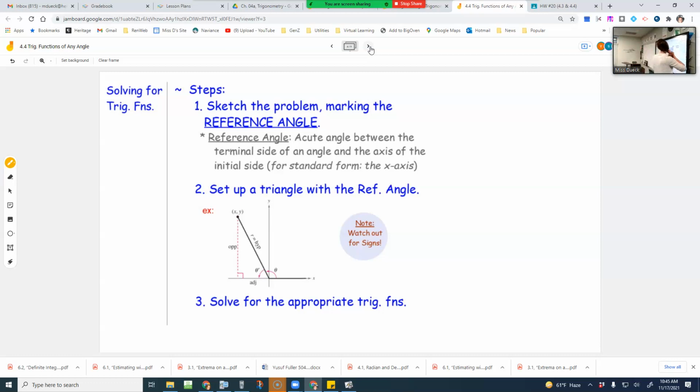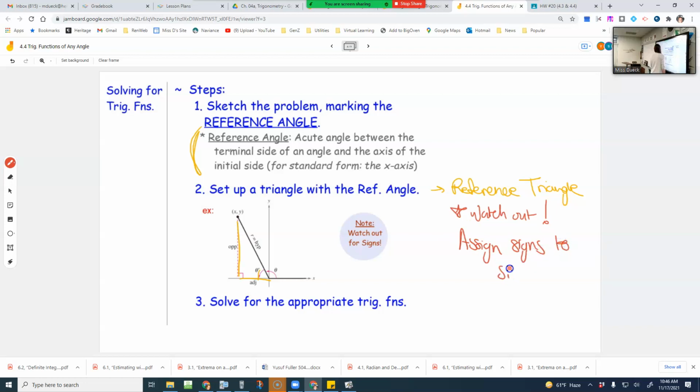Once you've figured out your reference angle, you make a triangle with your reference angle. Haven't we been doing that all along? Get your angle wherever it's going to land and form your triangle. You can just say make your reference triangle if you want to shorten it. Just like we did a couple slides before, watch out for the signs.